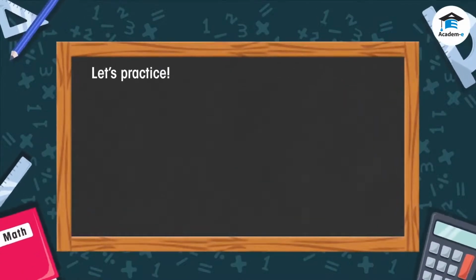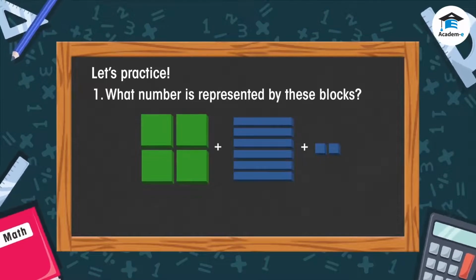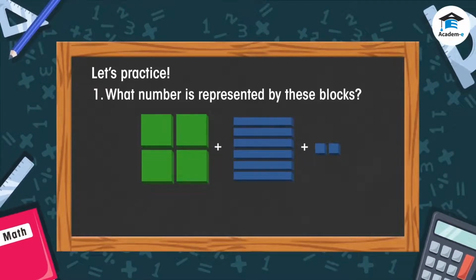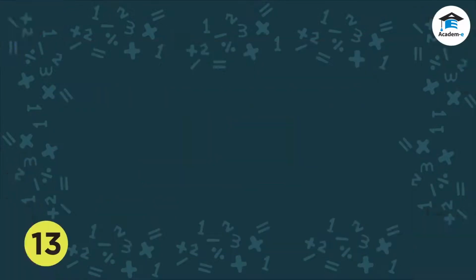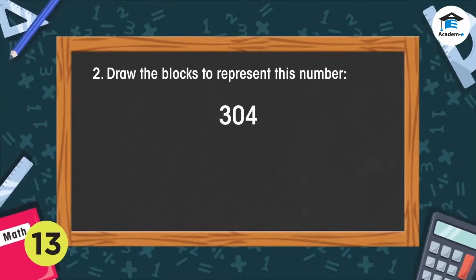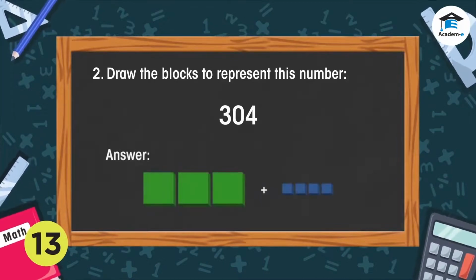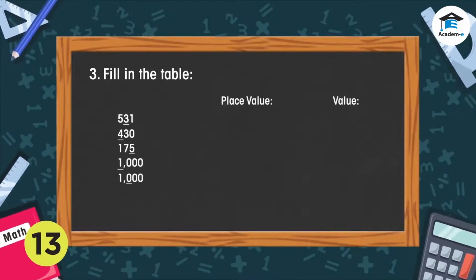Apply what you learned in these practice exercises. 1. What number is represented by these blocks? The answer is 462. 2. Draw the blocks to represent this number. The answers are 3 flats and 4 cubes. What are the place values and values of the underlined digit in each number?